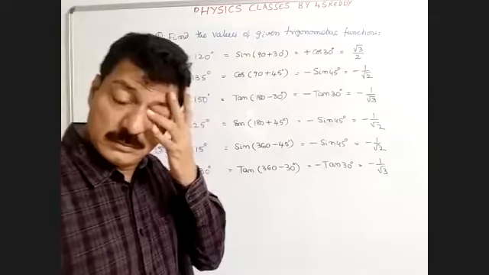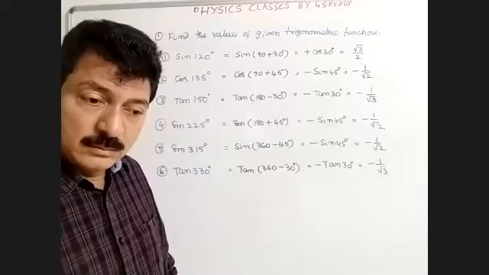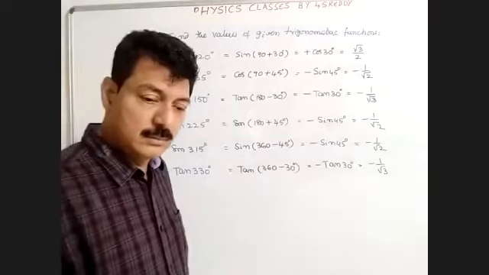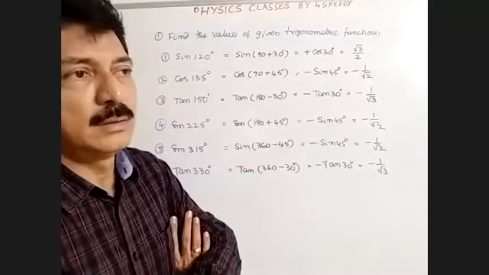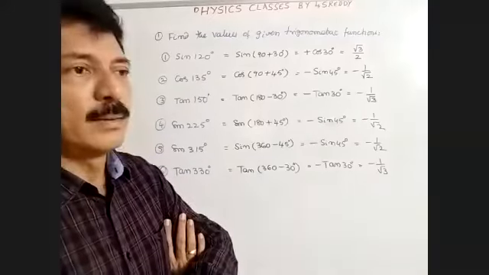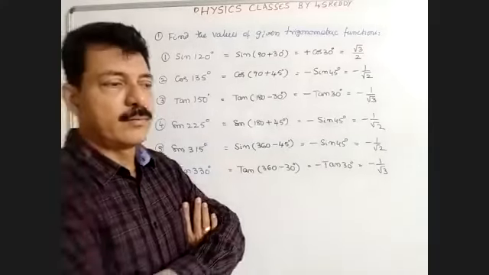Sir, how are you understanding the quadrant? For example, sine 225 means sine of 180 plus 45. Then which quadrant is it? How is it understood, sir?